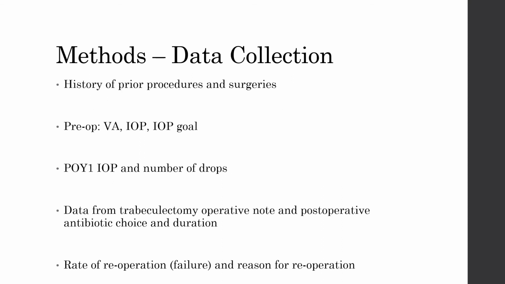For each patient, we collected their history of prior procedures and surgeries, as well as at their preoperative visit, their visual acuity, intraocular pressure in the operative eye, and goal of intraocular pressure for the operative eye, and then at 1 year of follow-up, their intraocular pressure and number of drops that they were taking to achieve that intraocular pressure at that time. We also included data from each trabeculectomy operative note, as well as tabulated the post-operative antibiotic choice and duration for each antibiotic, which was typically 1 week. And lastly, we looked at the rate of reoperation for each patient, which we equated with a failure, as well as the reason for the reoperation.